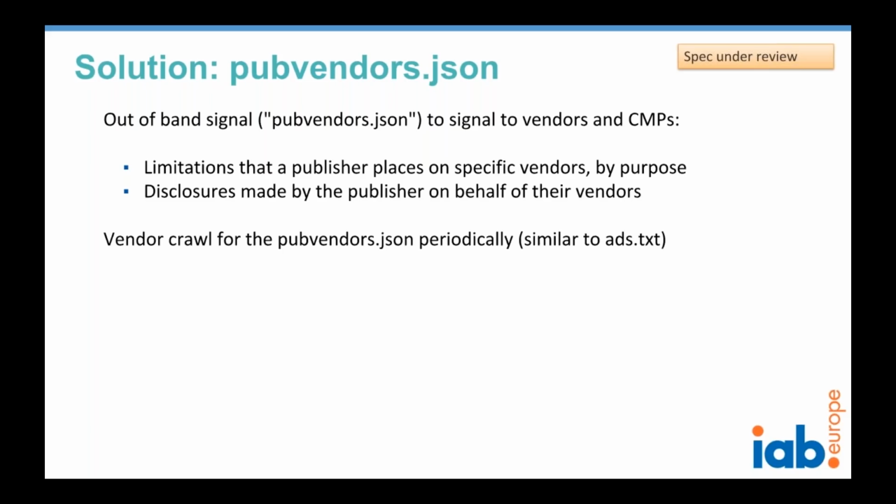Limitation that the publisher places on specific vendors. Instead of just having on or off, they can say, I would like to work with vendor A, I'm okay with consent for purposes 1, 2, and 3, but I'm not okay that they're using legitimate interest for purpose 4 and 5, as an example. And disclosure made by the publisher on behalf of their vendors, that's basically what I just explained. So if we go to the next slide, I think that gets a little more detail.